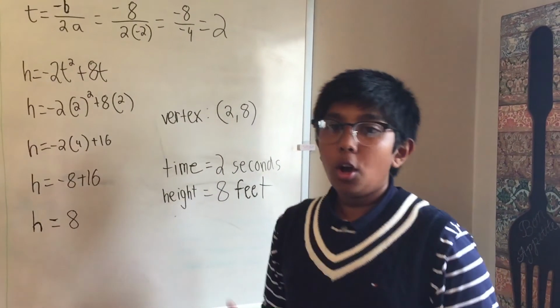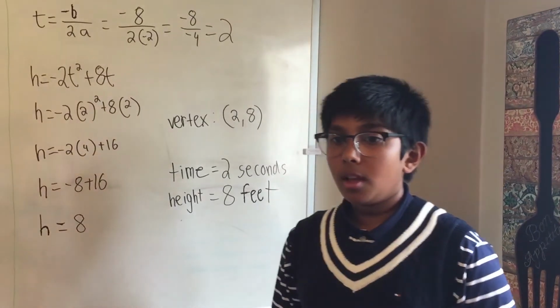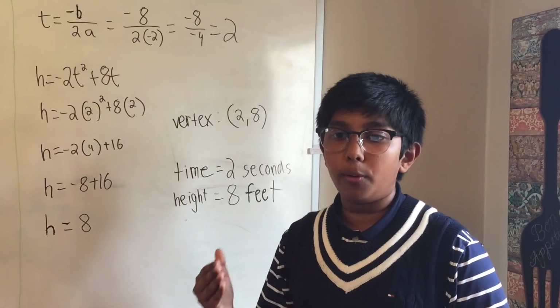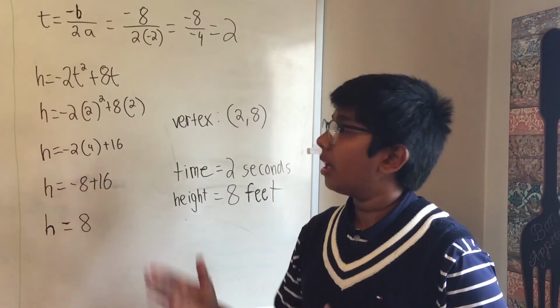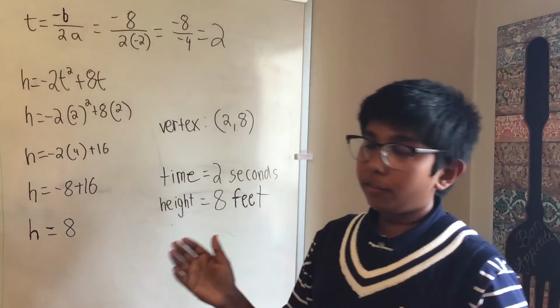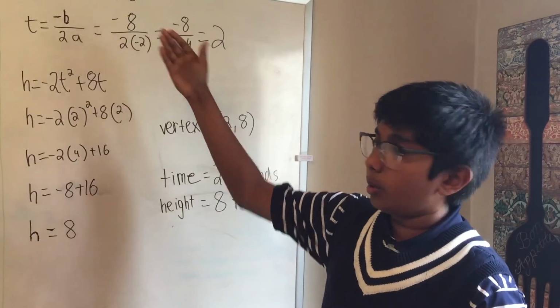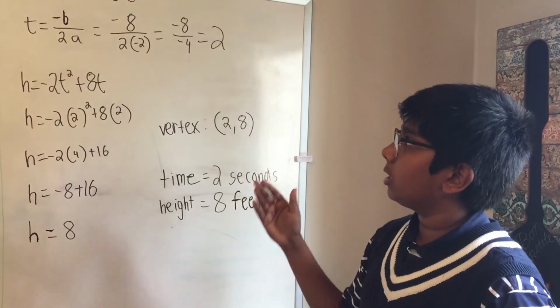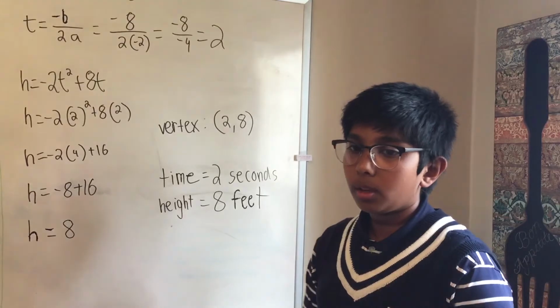That's how it's done. All you need to do is find the vertex. The vertex is the maximum or minimum point of the parabola in a quadratic function. In this case, the vertex is the maximum point. So first, what you want to do is take the equation of the axis of symmetry, which is t equals negative b over 2a. After we plug in the values from the original equation, we get t equals negative 8 over 2 times negative 2, which simplifies down to 2, which is the x-coordinate of the vertex.